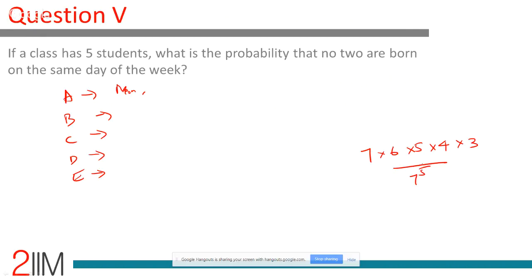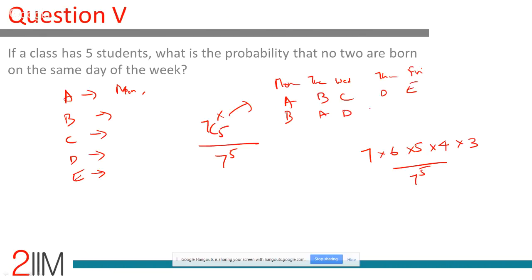Now, we're going to discuss one option here. Very often I find students saying 7 bar 5 here, 7C5 here. They should have been born on 5 different days of the week. Which 5 are they born on? Out of 7 days, select 5, 7C5. This is wrong because now we don't know if the days of the week were Monday, Tuesday, Wednesday, Thursday, Friday. Who was born when? That is important. It could be like this or it could be like this.